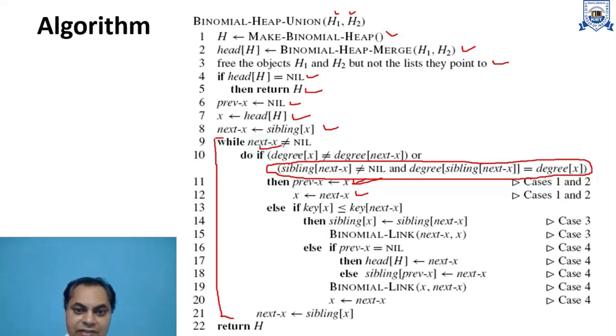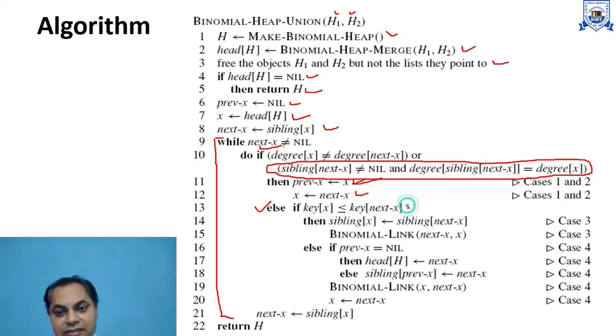That means degree of x and degree of next of x are not equal or equal. So if we get two trees which have the same degree, that means case 1 and case 2 don't hold, we will get into this else condition, and here we check key of x and key of next x.